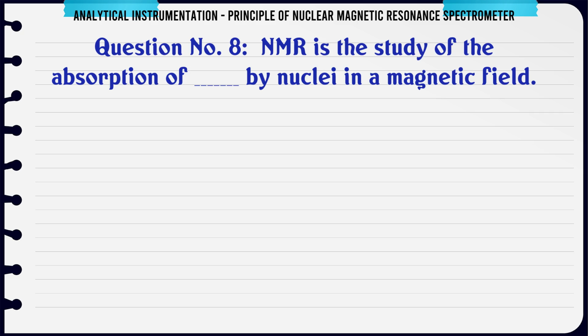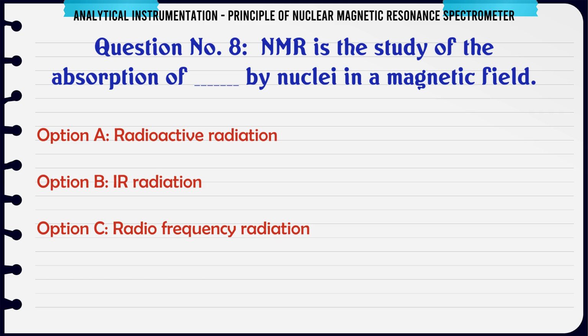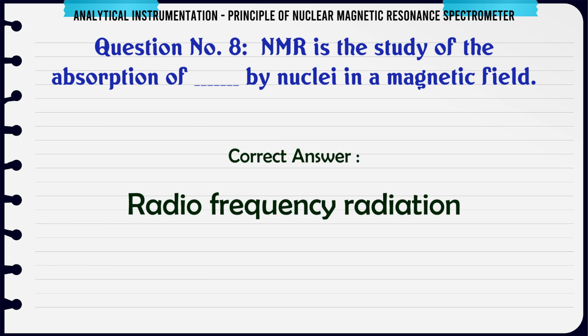NMR is the study of the absorption of by nuclei in a magnetic field. A. Radioactive radiation. B. IR radiation. C. Radiofrequency radiation. D. Microwaves. The correct answer is radiofrequency radiation.